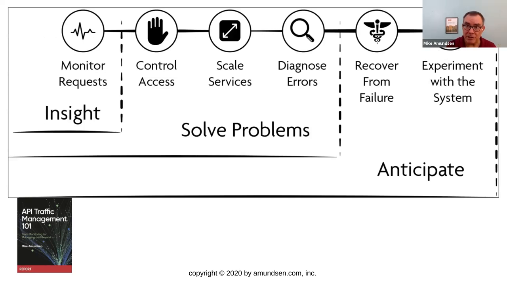So I often share this graphic. This is one of the ones that's in the book. This is really what traffic management and monitoring for speed really talks about. In the beginning, we're just going to focus on getting those request monitors correct. Eventually, we need to move on to scaling services, diagnosing errors, and controlling access, and making sure that we're doing the work we need to stay healthy. And finally, we need to figure out how to automatically recover from failure and experiment within the system to make it even more powerful.